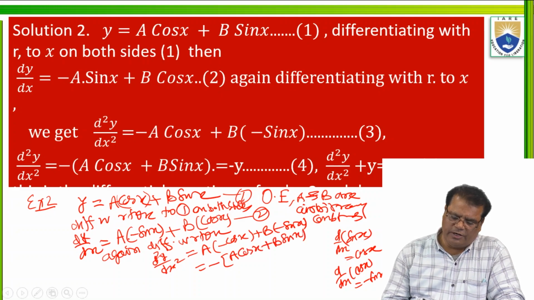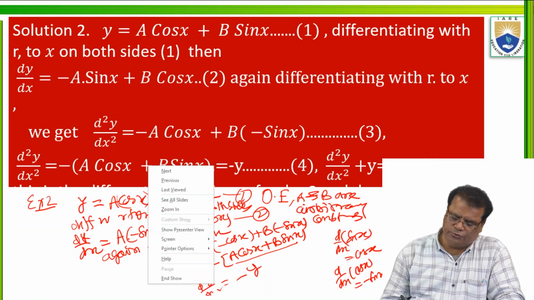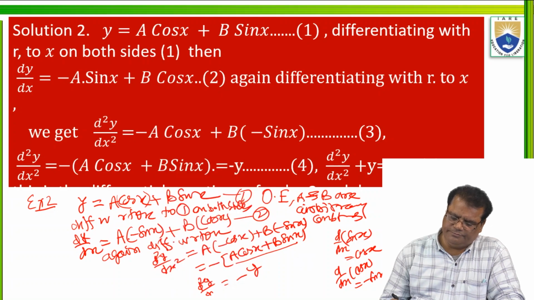So now from equation 1, this result is equal to y. So this is minus y. Here is d2y/dx2. So this term we take to this side.